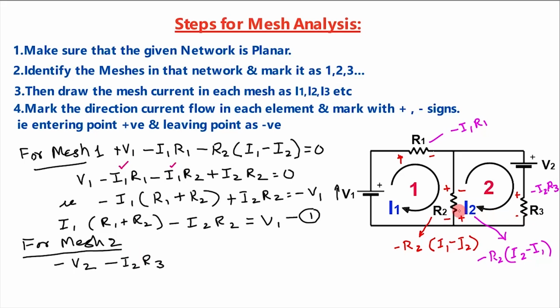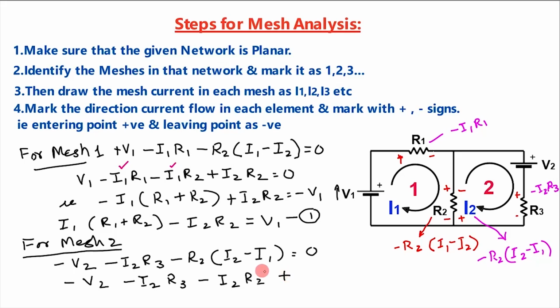Then here, the voltage drop in R2: the current I2 is flowing from positive to negative. When we are considering this loop, we have to consider I2. So I2 is flowing from positive to negative for R2, and then it is minus R2 into, as we are in mesh 2, I2 must be given preference, I2 minus I1, is equal to 0. Expanding, minus V2 minus I2 R3 minus I2 R2 plus I1 R2 is equal to 0.